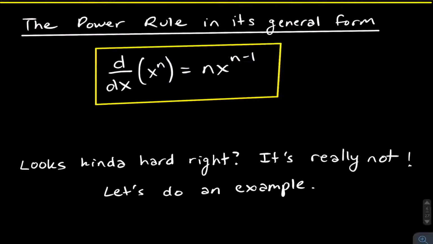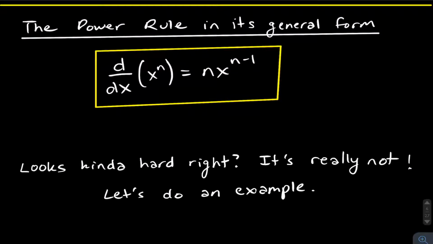Okay, now here's the power rule in its general form. Now, don't freak out. It's just, I'll go through it all. It's actually really simple. Okay, it says that the derivative with respect to x of x to the n, some power n, equals that power n times x to the, and your new power here is going to be n minus 1.